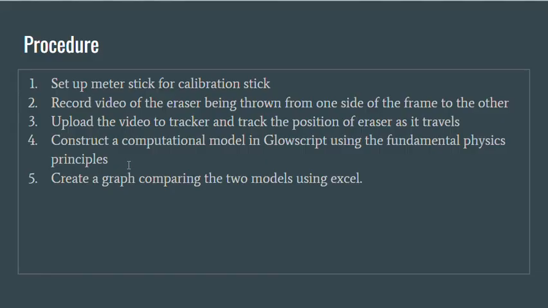This is the procedure. First, we set up a meter stick to use as a calibration stick. Then we recorded a video of an eraser being thrown from one side of the frame to another. We then uploaded the video to Tracker and tracked the position of the eraser as it traveled. Then we constructed a computational model in GlowScript using the fundamental physics principles. Lastly, we created a graph to compare the models in Excel.